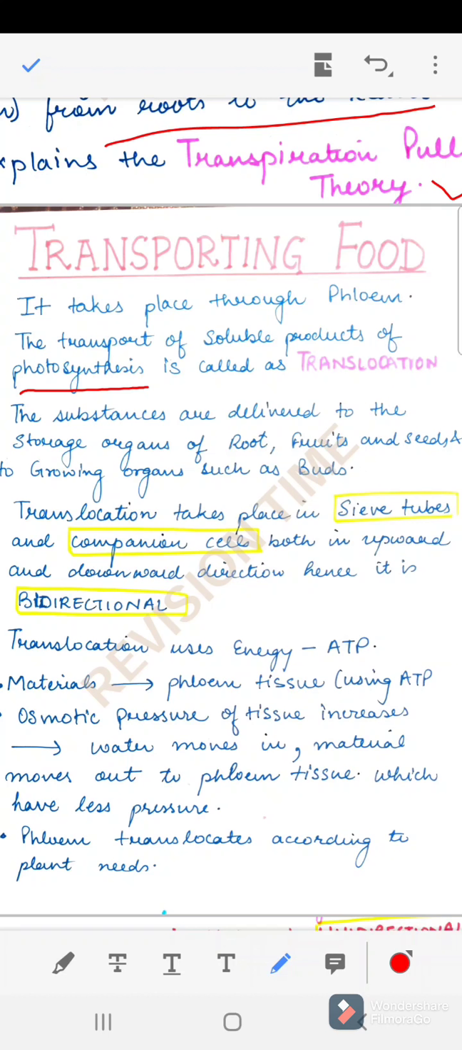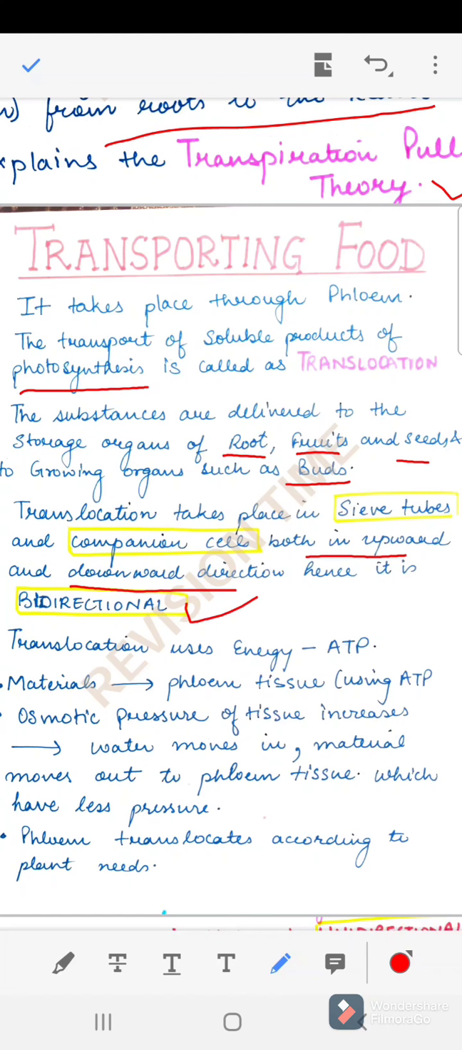The substances are delivered to the storage organs such as the roots, fruits and the seeds, and to the growing organs such as buds. So translocation takes place in the sieve tubes and the companion cells, both in the upward and the downward direction. Hence we can say that the phloem action is bidirectional.